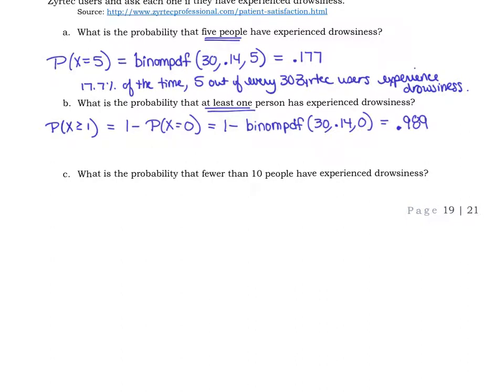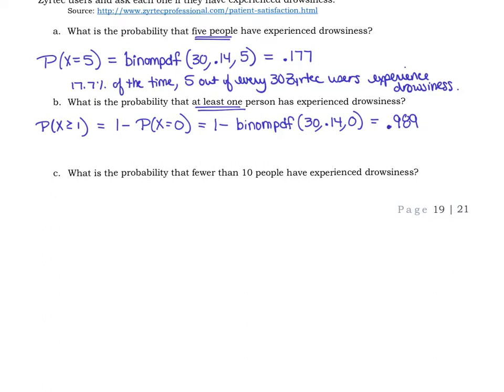All right, last one. What is the probability fewer than 10 people have experienced drowsiness? So here we're looking for the probability that X is less than 10. Okay, X is less than 10. So this is not an equal to, okay, this is a less than. We're going in the right direction. We want to include 0, right? 0 up to how many people.